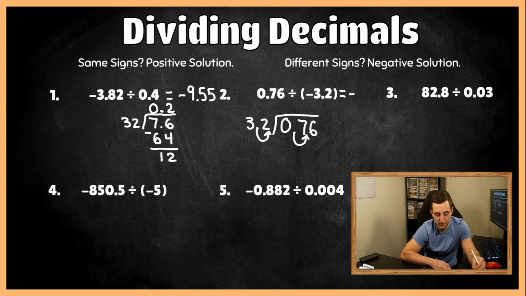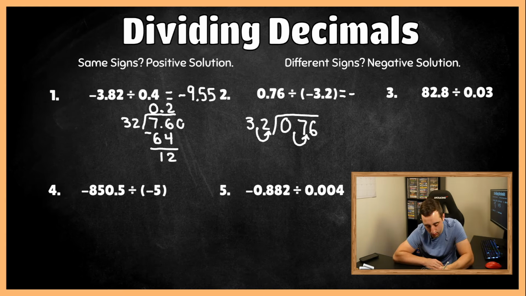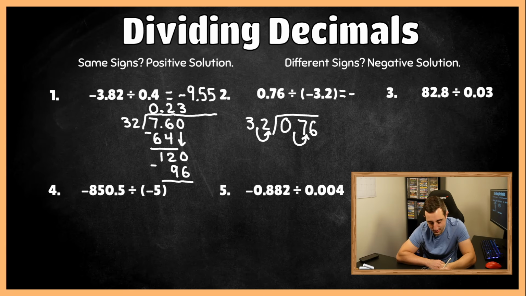Now, 32 doesn't fit into 12 at all, but we're definitely not done yet. So we can just add a 0 and bring it down. Well, how many times now does 32 fit into 120? It's going to fit 3 times. So I'm just going to extend this bar out a decent amount here. 32 times 3 is going to give us 96. And we subtract here. 120 minus 96 is going to give us 24.